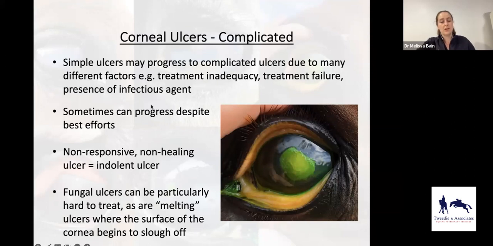And sometimes it almost does seem to be bad luck. Despite the best efforts, you can medicate them 5 times a day with your creams, you're getting the bute into them, you're doing everything right, and for whatever reason, they can still progress. Sometimes this can be in the form of a non-responsive, non-healing ulcer. So the area of the stain uptake doesn't change, the horse is still painful, it's not getting worse, it's not getting better. Or sometimes they can deteriorate pretty quickly. An example of that is these melting ulcers, where the actual surface begins to slough off, which is a pretty serious condition.